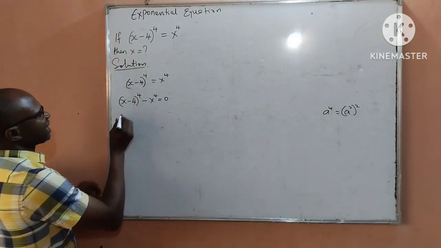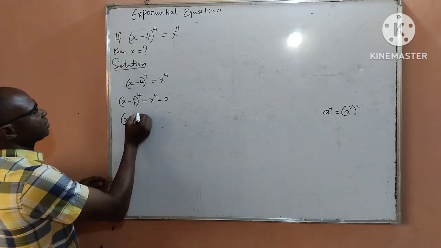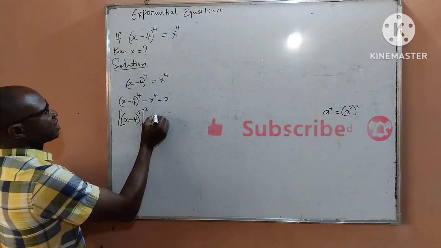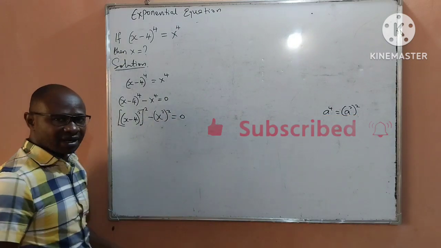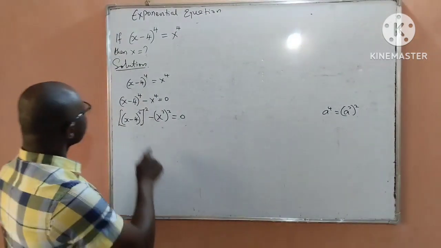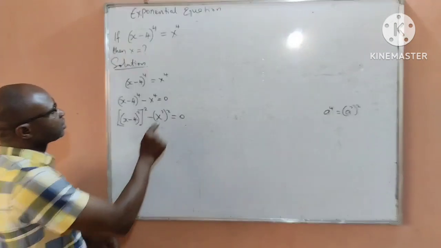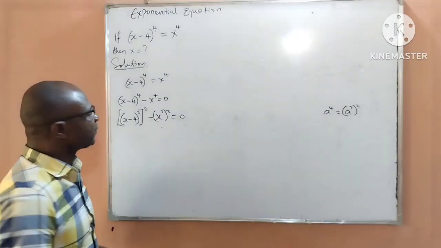Therefore, I'm going to put this like that: ((x minus 4) raised to the power 2) raised to the power 2, minus (x raised to the power 2) raised to the power 2. Everything now is equal to 0. What does it mean? 2 multiplied by 2 will give me this exponent 4. The same thing here, 2 multiplied by 2 will give me exponent 4.